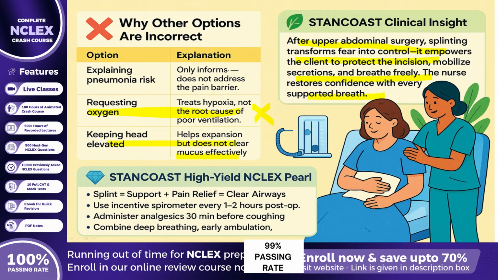And now, leading into our Stancoast High-Yield NCLEX Pearl: splinting supports the incision, reduces pain, and enhances cough effectiveness. Encourage incentive spirometry every 1 to 2 hours postoperatively, and administer analgesics 30 minutes before coughing or ambulation. Preventive respiratory care involves deep breathing, coughing, early ambulation, and adequate pain control. Always remember, support plus pain relief equals clear airways.